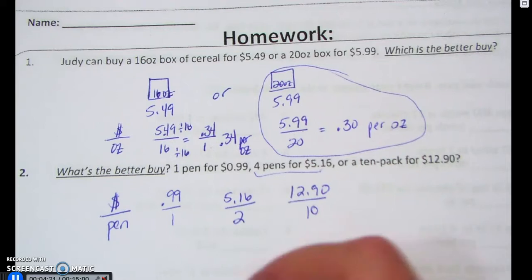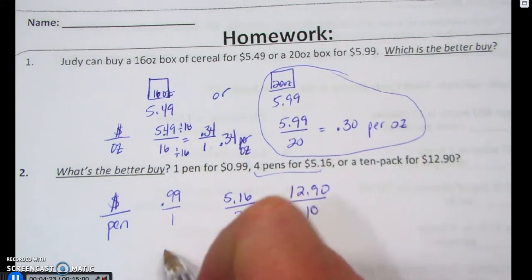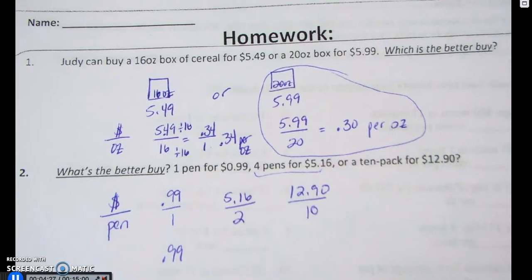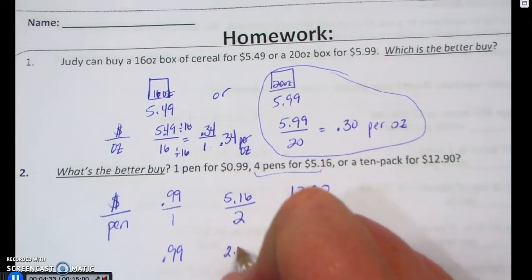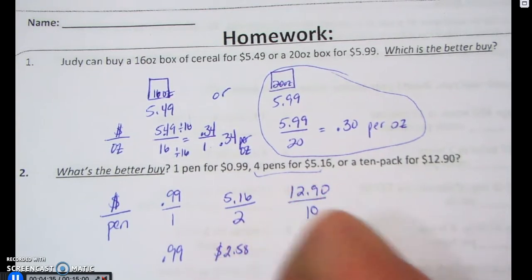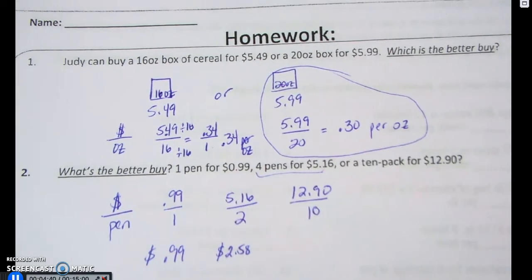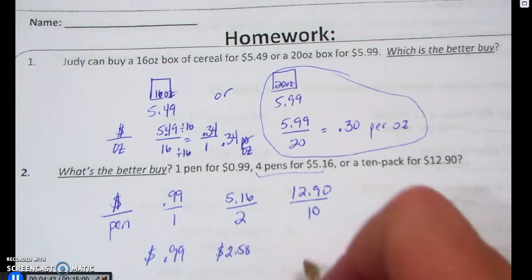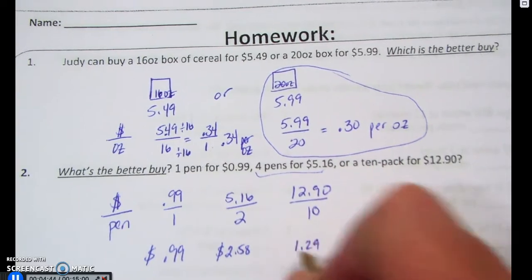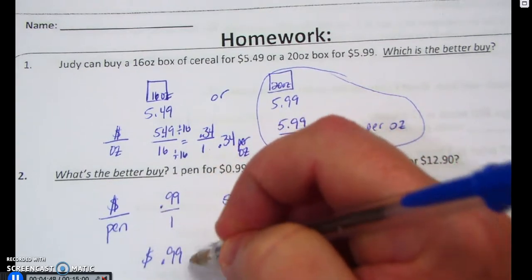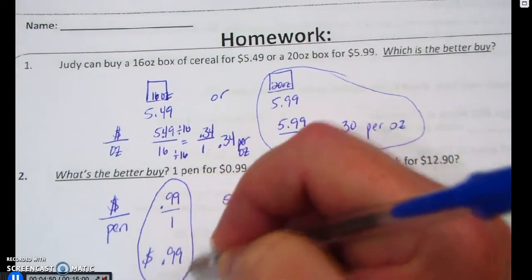So, this is 99 cents divided by 1. This is 99 cents. That's already your unit rate because it's over 1. $5.16 divided by 2 gets me $2.58 per pen. And $12.90 divided by 10 gets me $1.29 per pen. The 1 pen for 99 cents is your better buy.